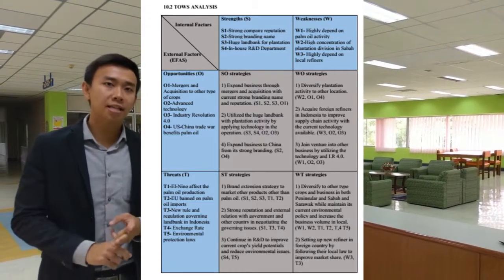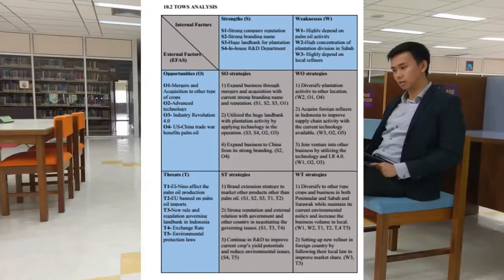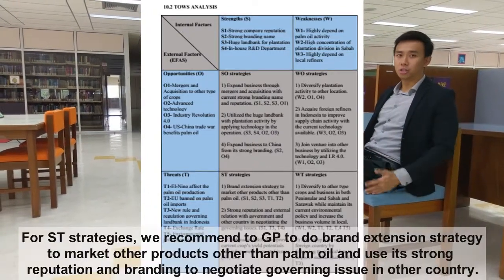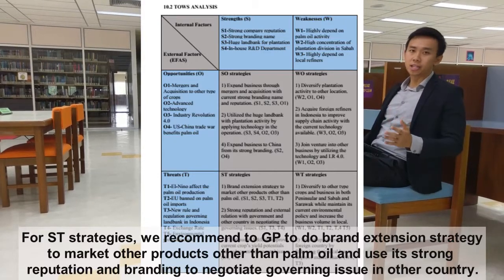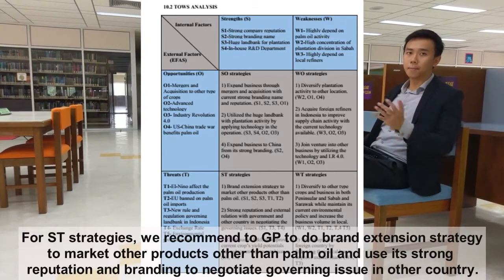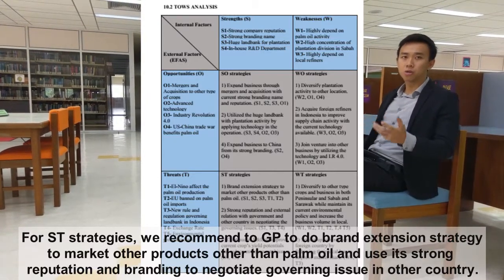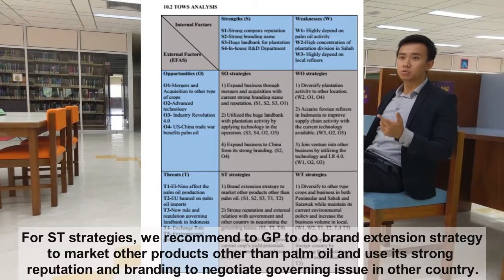For strengths and threats strategy, we recommend to Genting Plantations to do a brand extension strategy to market other products other than palm oil and use its current strong reputation and branding to negotiate governing issues in other countries.